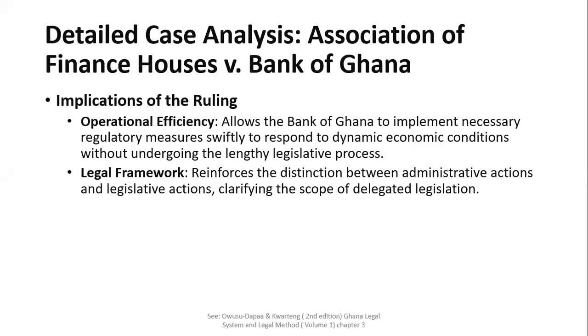So the takeaway, or the implication of the ruling of the Supreme Court in Association of Finance Houses against Bank of Ghana, among other things, we saw operational efficiency. In what way? By recognizing that what the Bank of Ghana did was just an administrative measure necessary to implement some of its regulatory measures. It obviates the necessity of going through lengthy legislative processes. So that is the advantage.